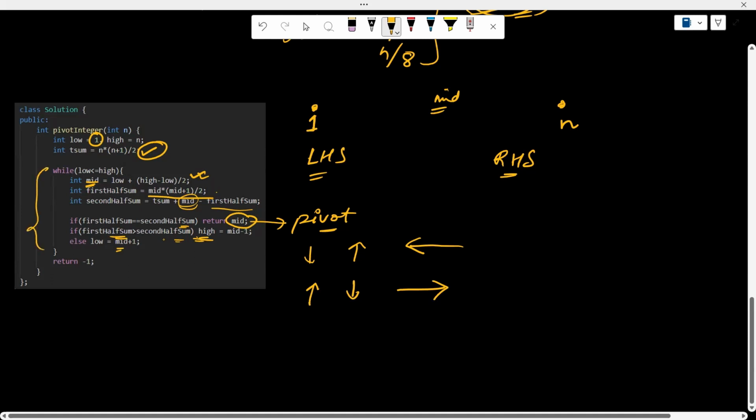If in the while loop we are not getting the pivot anytime, that means for this number n, there is no pivot. In that case, we will return -1.